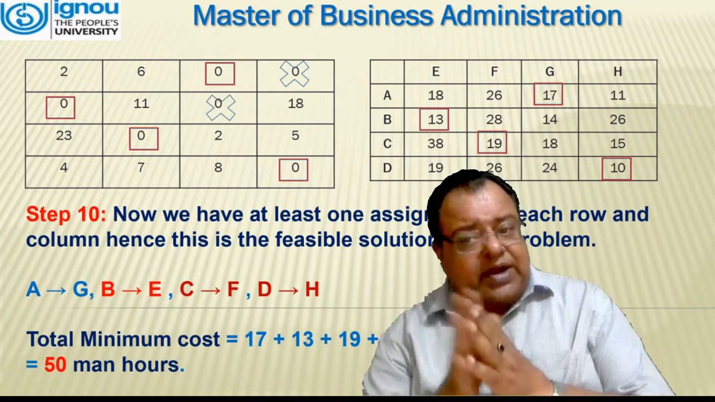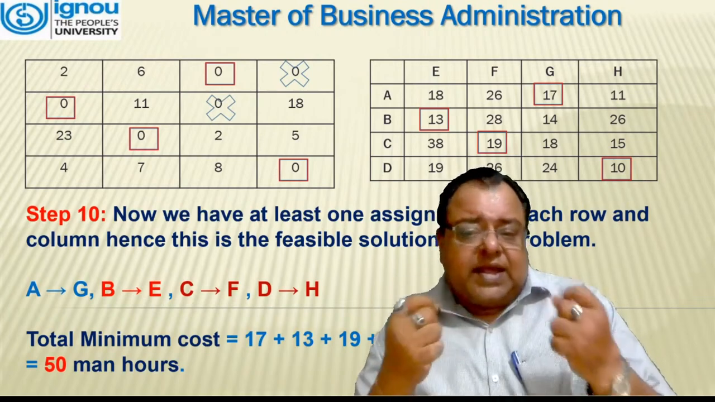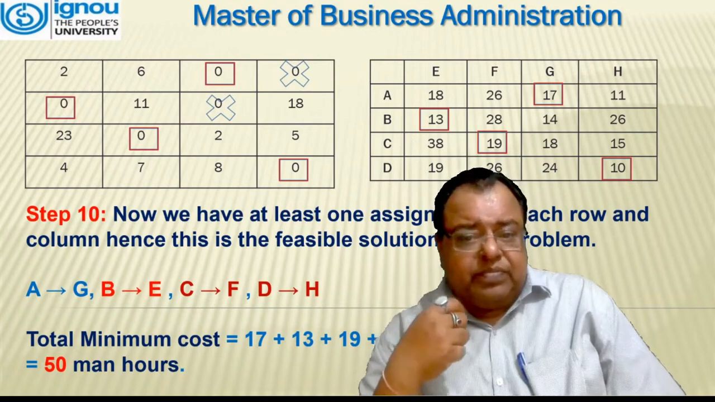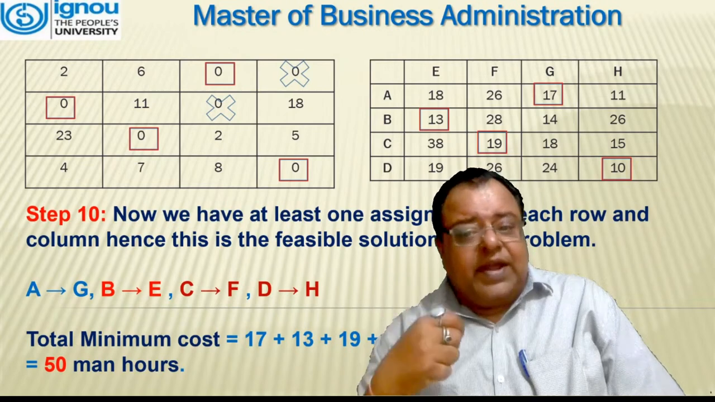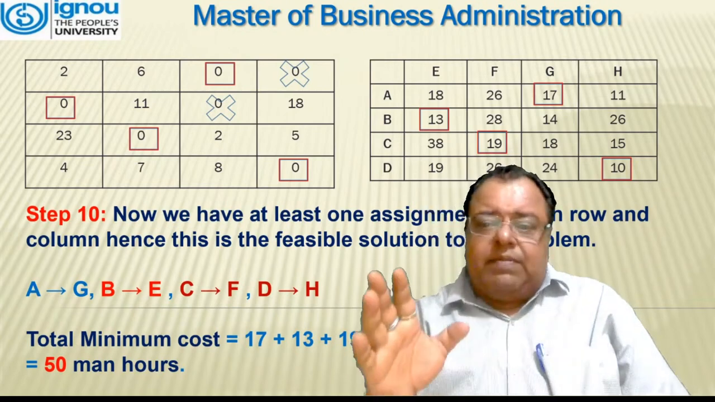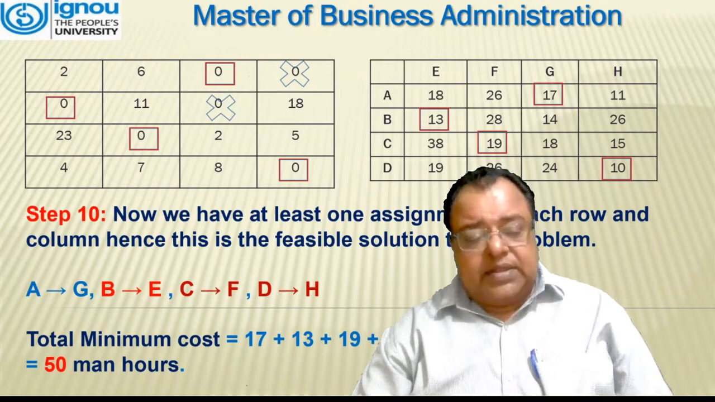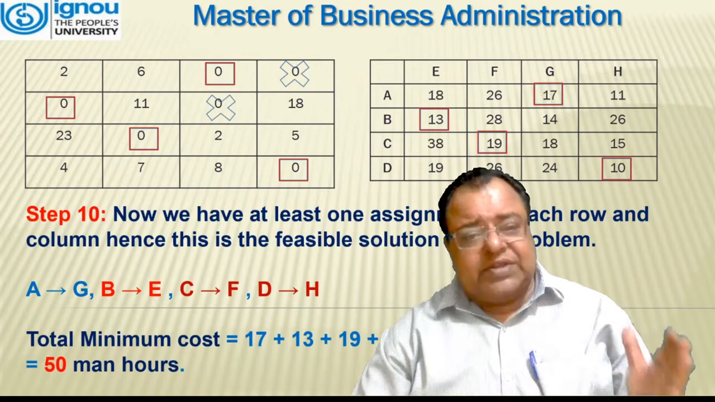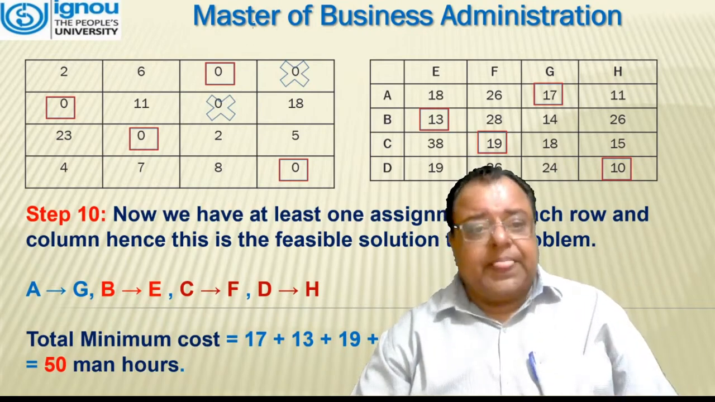Now, your resultant matrix is on the right side. That means the assignment is A to G, B to E, C to F, and D to H. So we will be adding these values: 17 plus 13 plus 19 plus 10. That is equal to 50 man-hours. So this is basically the right procedure of solving the problem.